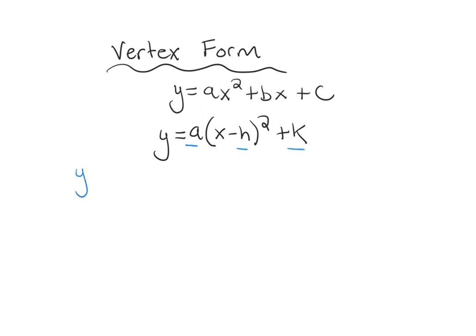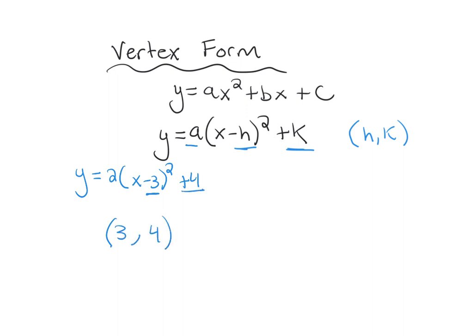You could have y equals 2, and then x minus 3 squared plus 4. It's in vertex form because you can get the vertex by just looking at the function. It's h and it's k. In this case, the h is a positive 3, and the k is positive 4. So the vertex of your parabola would be 3, 4.